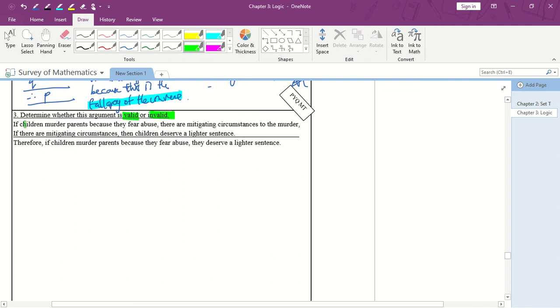So here, children murder parents because they fear abuse. There are mitigating circumstances to the murder. Yeah, there are mitigating circumstances. Then children deserve a lighter sentence. So we can see that this whole argument contains P, Q, and R as the simple statements here. Okay. So now we need to try to figure it out.